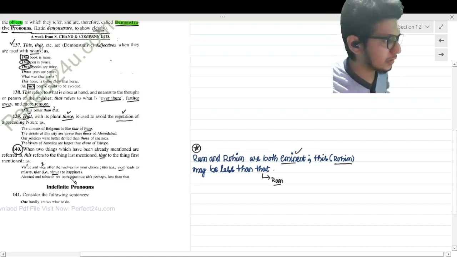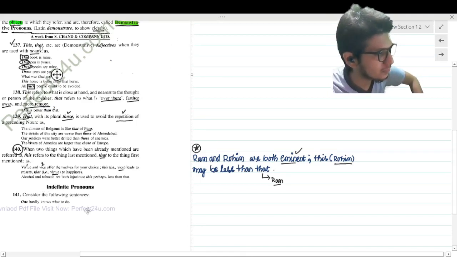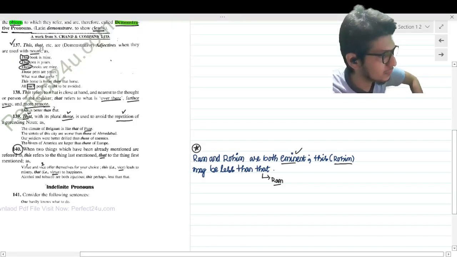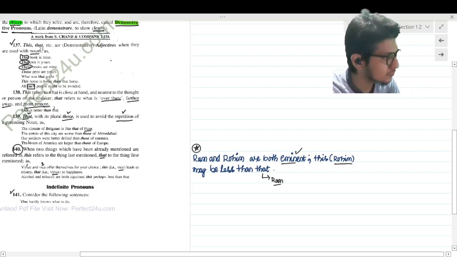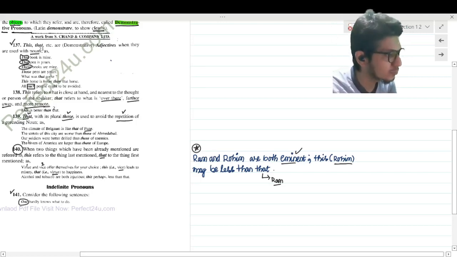Next division is indefinite pronoun. Rule number 141. Consider the following sentences. One hardly knows what to do. Here, the indefinite pronoun is one.